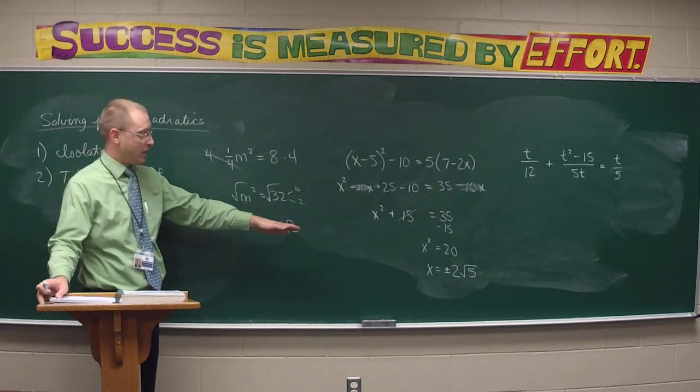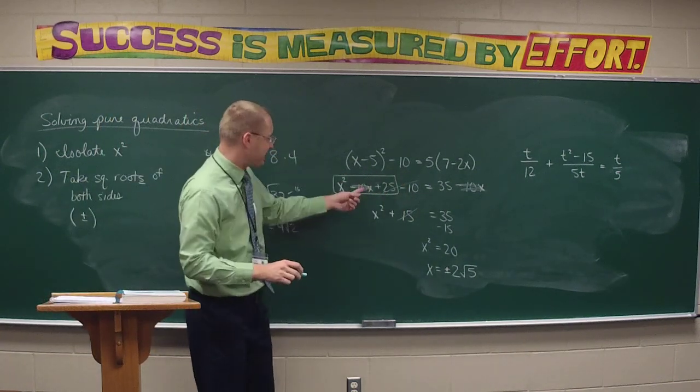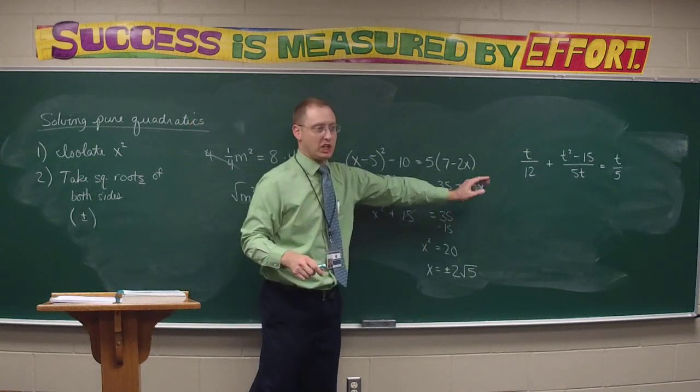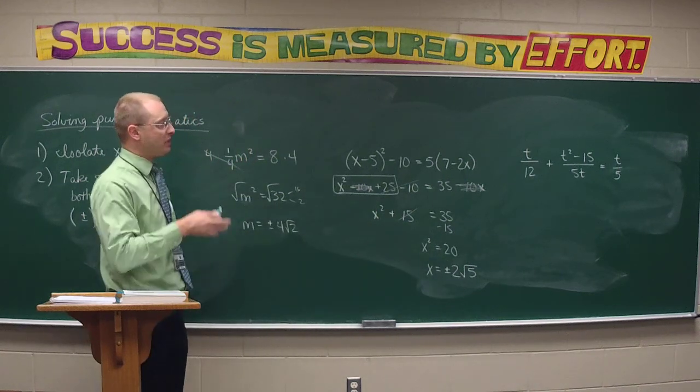Questions on that one? Again, be careful when you square the first, square the last, multiply, double. And again, initially it's like, wait a second, that's an x to the first. That's a complete quadratic. But because of the negative 10x over here, it ends up as a pure quadratic, where we can isolate the x squared, take a square root.